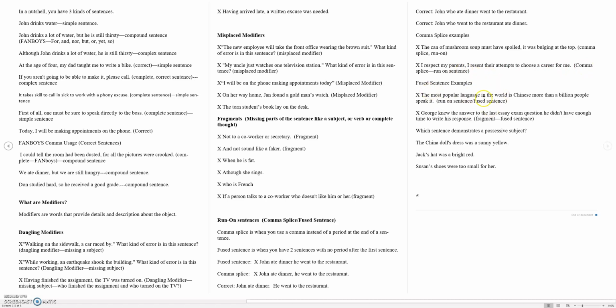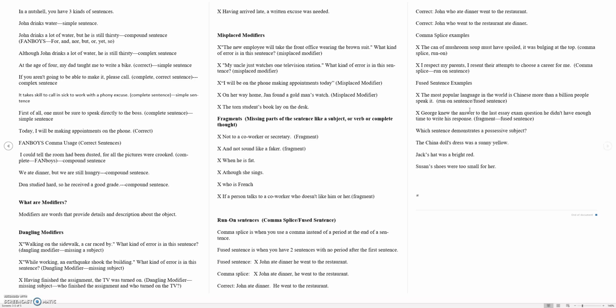And then you have fused sentences, which means you have sentences coming together with no period. The most popular language in the world is Chinese, period. More than 1 billion people speak it. Okay. George knew the answer to the last essay exam question, period, and then he didn't have enough time to write in response. So that's a fused sentence.